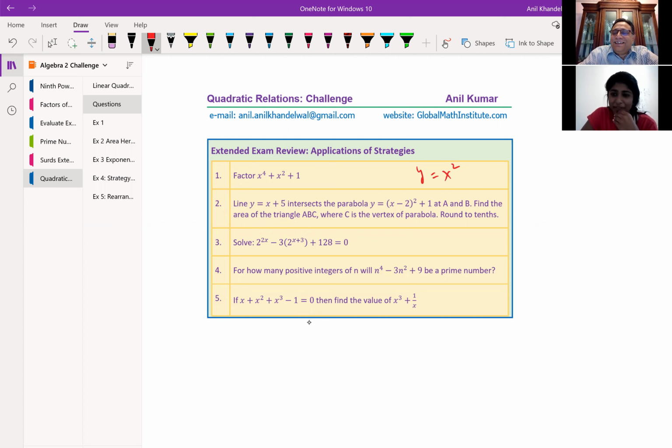No. Oh, so if it's unfactorable, that's when you use completing the square? Yes, you're right. So we'll use the strategy of completing the square in this particular case. That is perfect. Now, question number 2 for you.